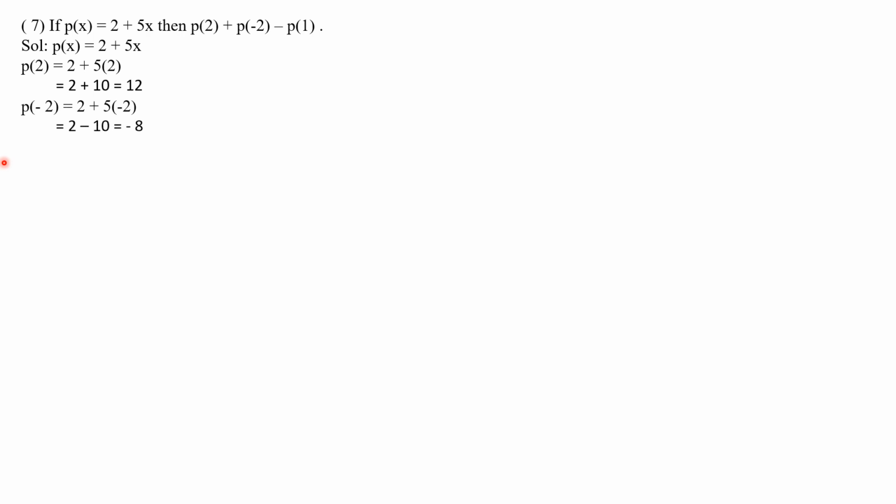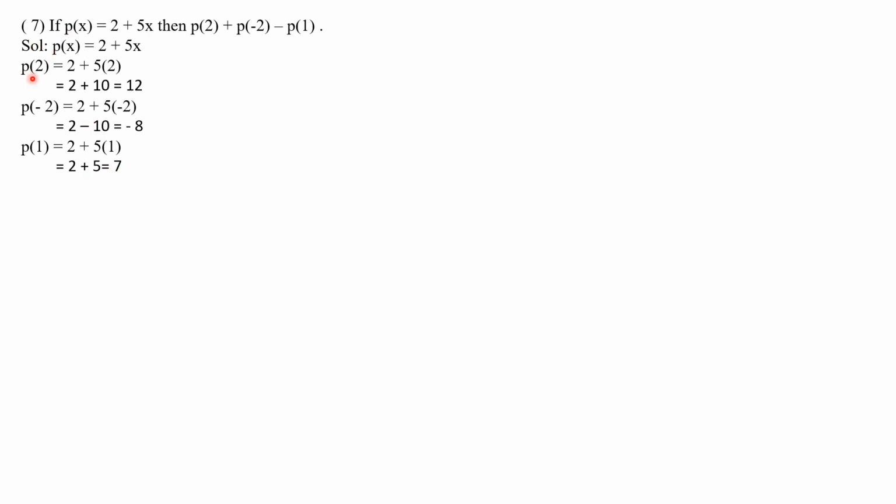So p in bracket minus 2: wherever the variable is there, you'll put minus 2. So 2 plus 5 into minus 2. So 2 as it is, plus into minus, minus 5 2s are 10. As you know, 2 minus 10 you'll get the answer minus 8. Now let's find out p of 1. So p of 1 equal to 2 plus 5 into 1, same. So 2 as it is plus 5 ones are 5. So 5 plus 2 is 7.